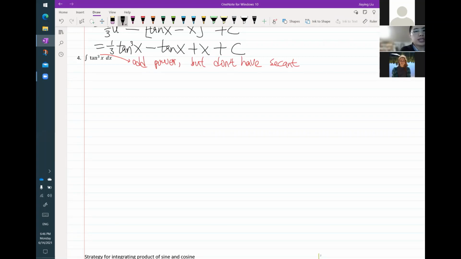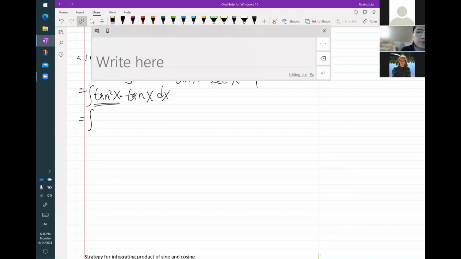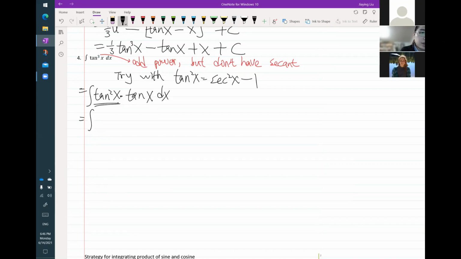So what we're going to try to do is that we're just going to try with the identity tangent square x equals secant square x minus 1. Let's just try with that identity and put it in there, see what happens. So this integral I can rewrite as tangent square x times tangent x dx. And I'm going to rewrite the square with the identity. That's integrating secant square x minus 1 times tangent x dx.